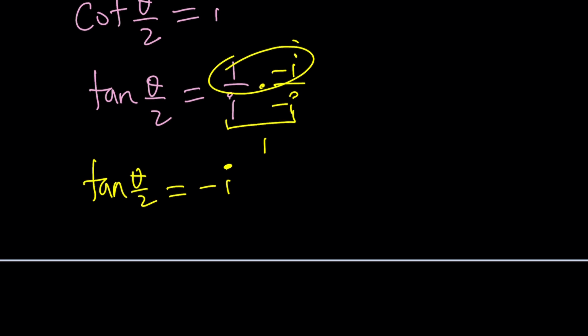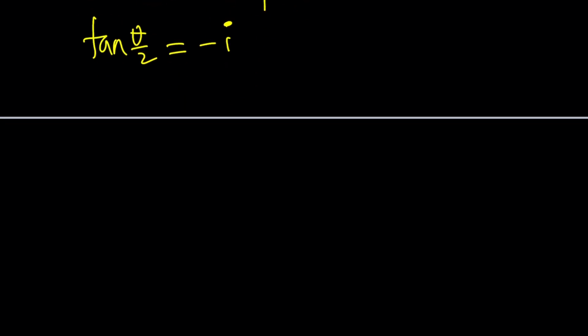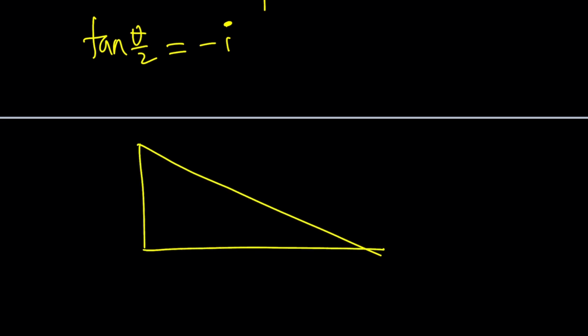That's interesting. We have a half angle, so let's draw a triangle with theta over 2, because I can double it or cut it in half. Well, I'm supposed to double it, so maybe make it a little longer, like this. Okay, make that angle small. This is theta over 2, and we have a negative i, so tangent is negative i over 1.